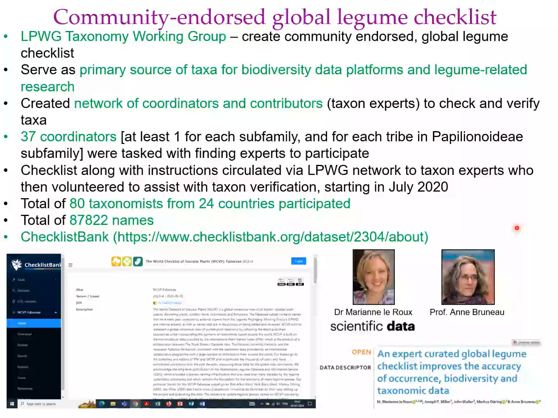So the checklist was sent out along with instructions on how to verify and curate names. So in total, 80 taxonomists from 24 countries participated in the first round. We are now already several versions in. A total of more than 87,000 names were checked, and the first checklist was then published in 2021 on ChecklistBank and is available for popular use.